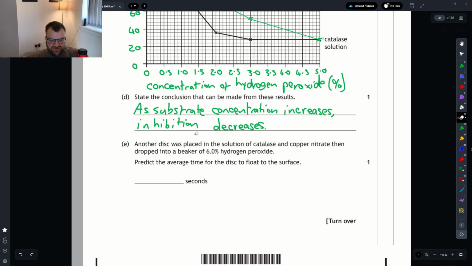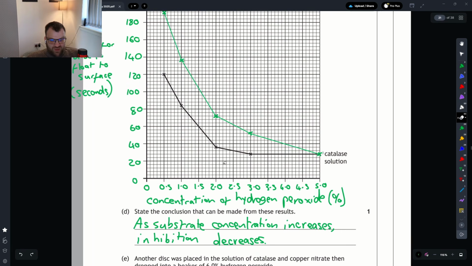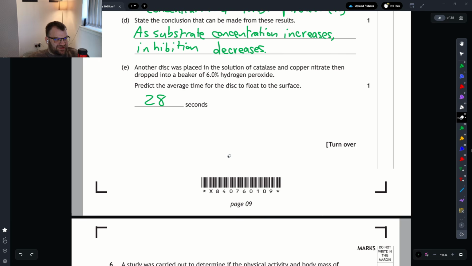Next up, we're trying to predict what would happen if there was a 6% hydrogen peroxide. Well, we can see that with just catalase alone, above 3% does nothing. It stays at the same time. I would predict it would stay the same for this as well. So 28 seconds as our answer for that one.